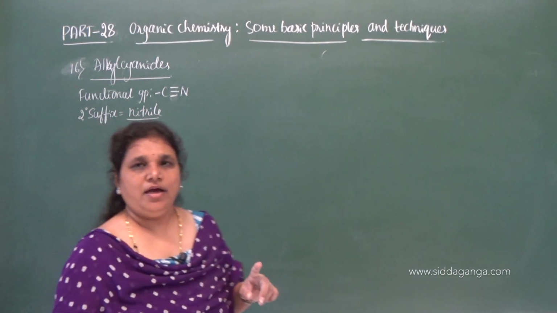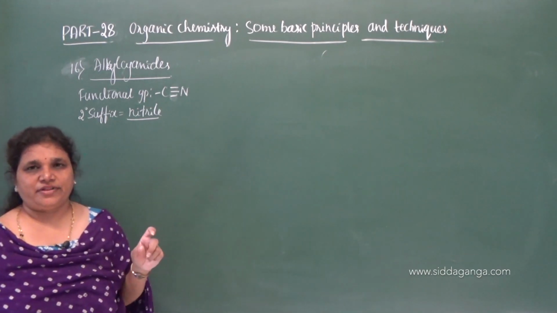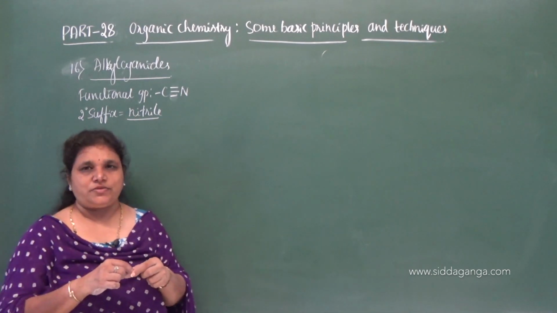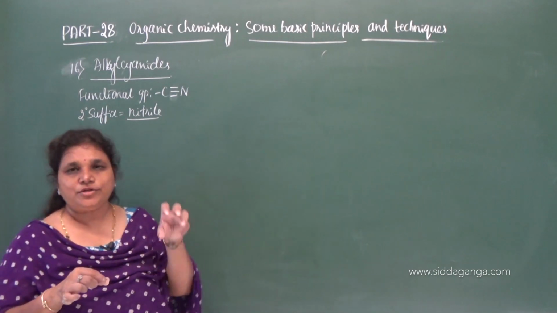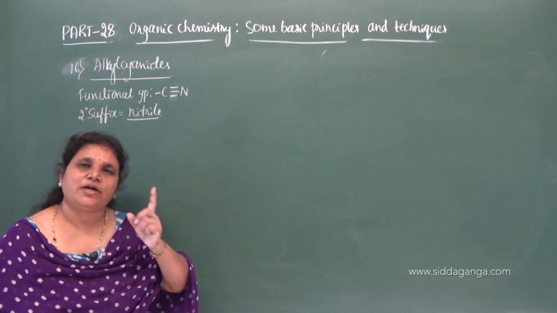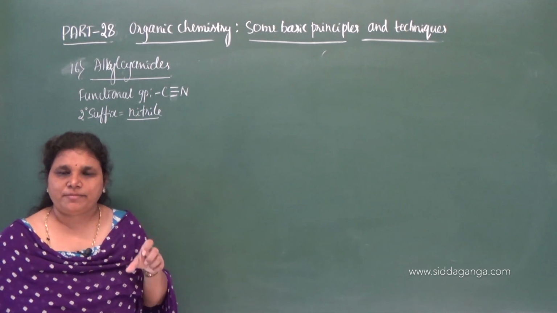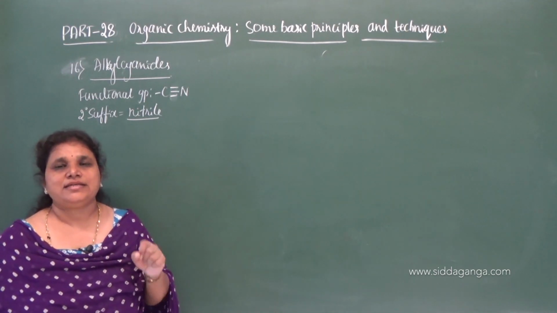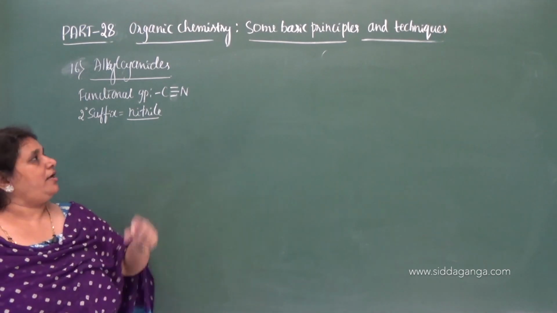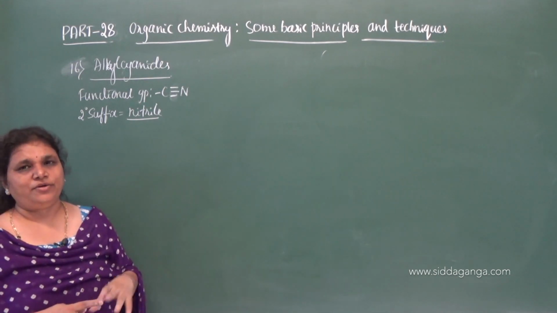So, remember, this is the one secondary suffix that does not start with a vowel. Therefore, while adding this to the root word, we need not drop the terminal E. As I said, while adding the secondary suffix to the primary suffix, we need to drop the terminal E of the primary suffix only when the secondary suffix starts with a vowel. But N is not a vowel, therefore, we need not drop the terminal E. This point you have to remember.